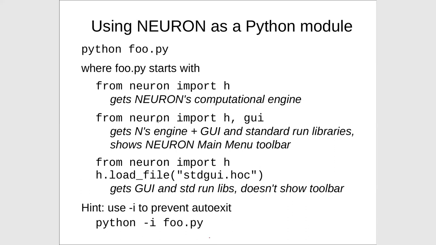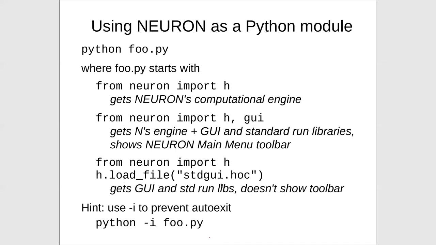If you want to use NEURON's graphical user interface as well, you'll not only import h, but also gui. Okay, so that will make available to NEURON its graphical user interface library and its standard run library. And it will show you the NEURON main menu toolbar. If you don't want to show the main menu toolbar, but you still want maybe to use those libraries, which are handy, you'll do from neuron import h and then h.load_file and specify this, and NEURON will find that and load it.